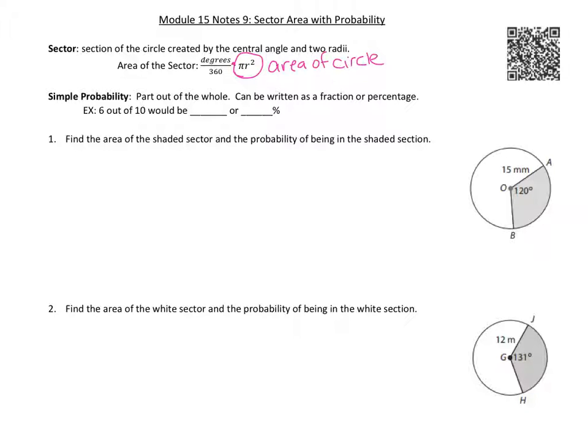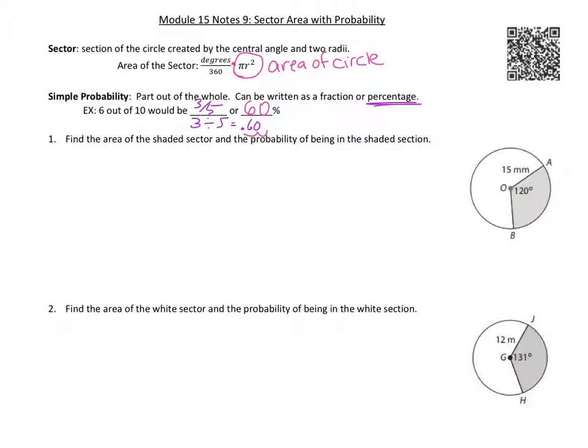So when we do simple probability, remember this is part out of a whole, so you have to figure out what piece you have out of the whole thing. We can either write it as a fraction or percentage, but most likely we're going to write it as a percentage for most of our answers. So an example, if we had 6 out of 10, that would be reduced down to 3 out of 5, or if we divide 3 divided by 5, we get 0.6. If we move our decimal over 2 places, that means it is 60%.